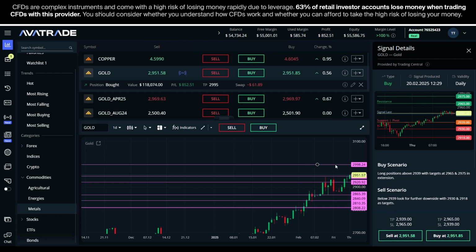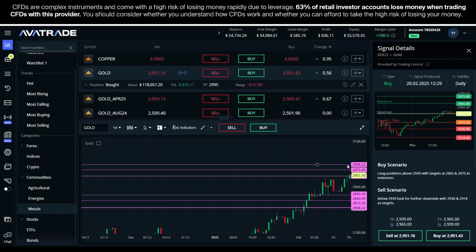I put resistance at 3,000. 29.75 would be right about there, about halfway to my resistance from where the price is now. So the price is here. Signal says short-term move could be 29.75. I view 3,000 as the next major resistance level.